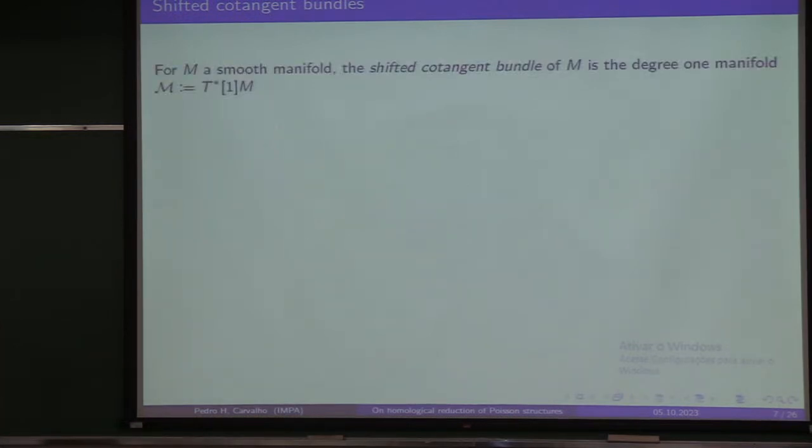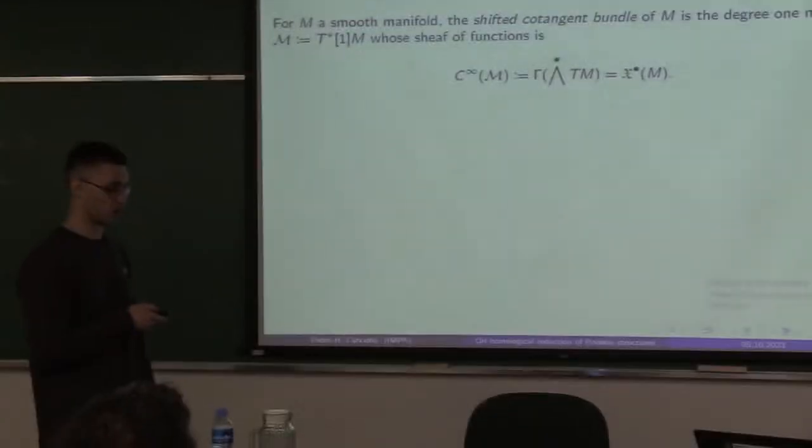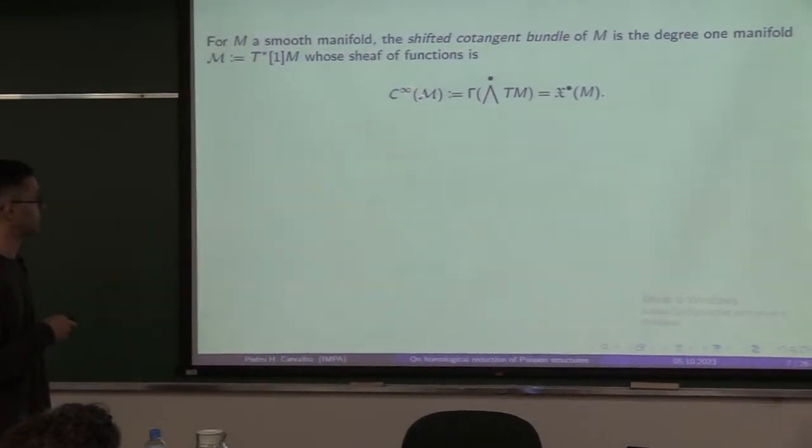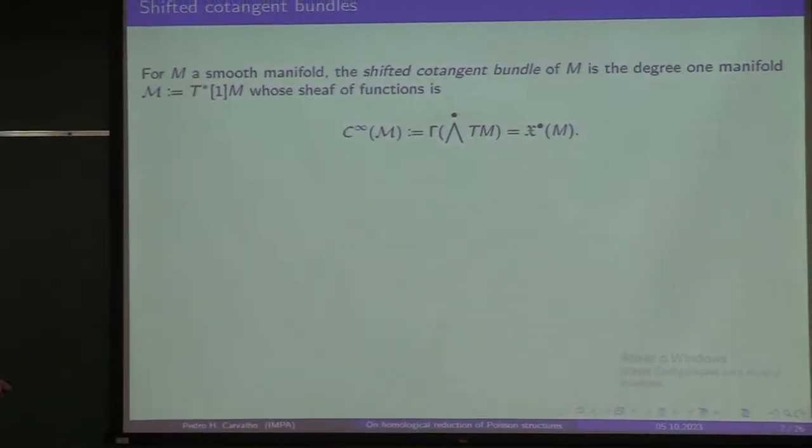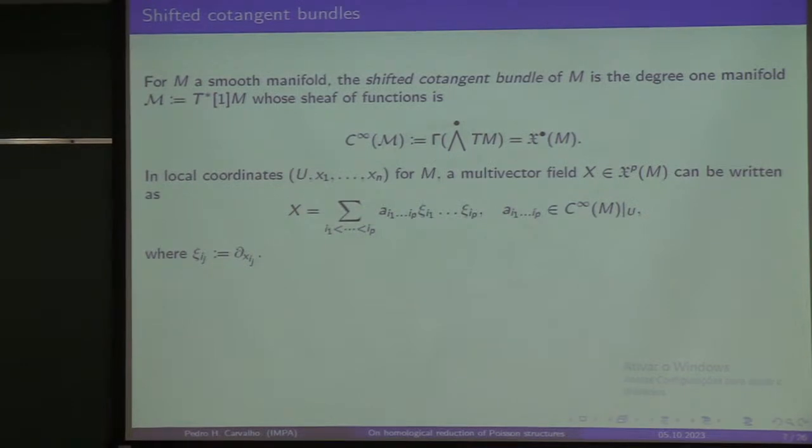Shifted cotangent bundles. You consider a manifold M. The shifted cotangent bundle of M is a degree 1 manifold. What I mean by that is that you have the shift of functions. You see the functions on this manifold as multi-vector fields, so sections of the exterior algebra of the tangent bundle. If you take some local coordinates for M, we can write a multi-vector field of degree p in this way, with these partial derivatives.